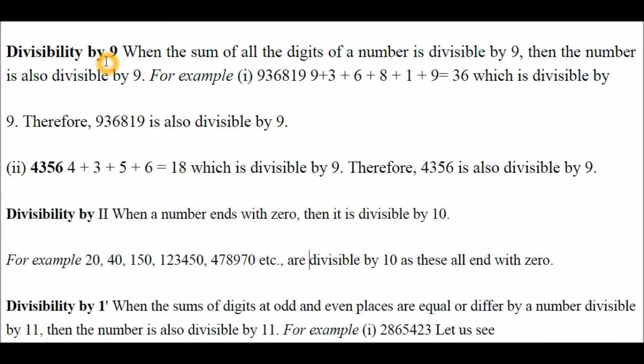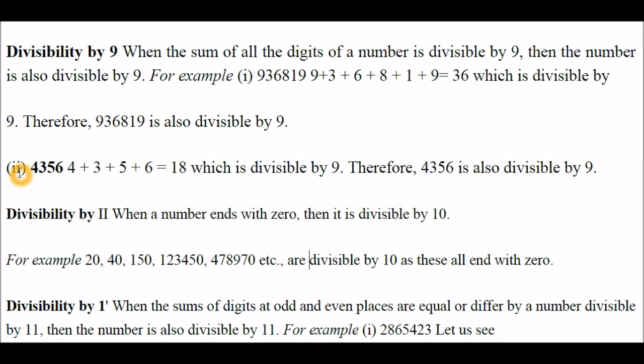Now, divisibility by 9. When the sum of all the digits of a number is divisible by 9, then we can say the given number is also divisible by 9. For example, 9,36,819. There are 6 digits in the given number. So, the sum of the digits is 9 plus 3 plus 6 plus 8 plus 1 plus 9, that is 36. Here, 36 is divisible by 9. So, automatically, the given number 9,36,819 is also divisible by 9.